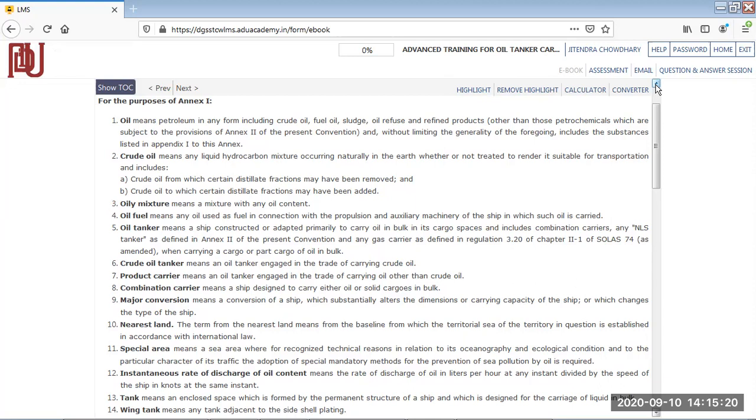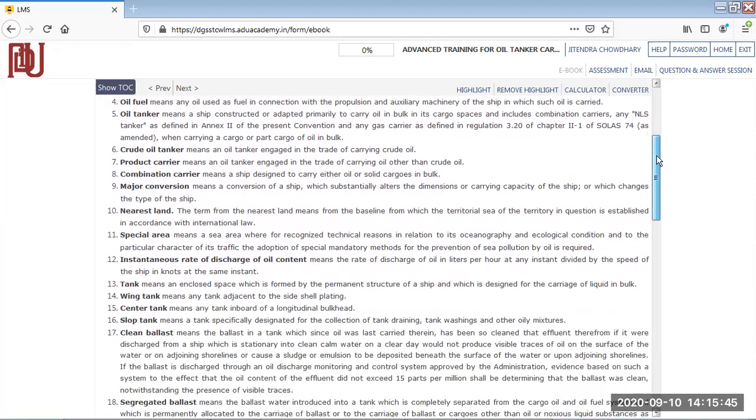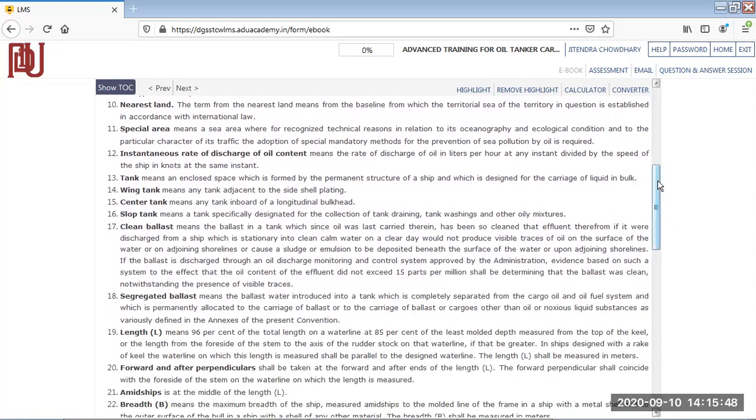There's a lot of ice. So if you put the oil, it will not disperse easily. Even if you put any chemical, it will get frozen, and it will cause loss of biological oxygen demand to the marine animals. They cannot breathe. Oxygen will be cut off. So these are the special areas. Then the instantaneous rate of discharge of oil content means how much oil is discharged into the sea at a particular instant, in liters per hour as per the speed per nautical mile.